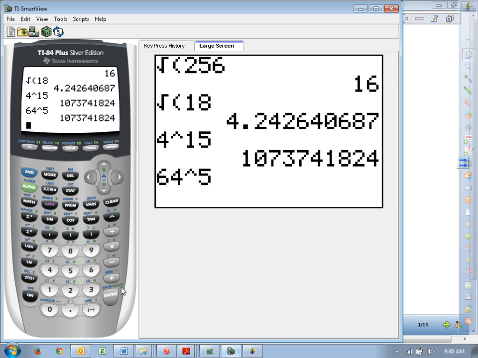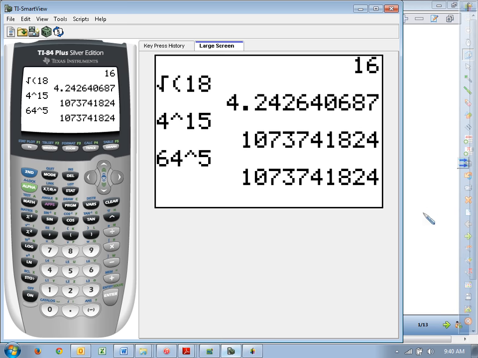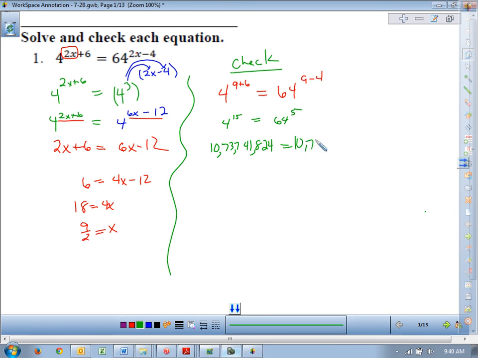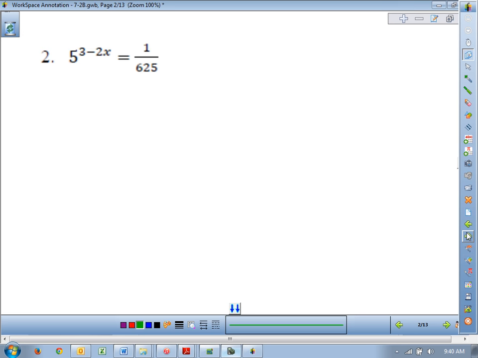Hot bananas. Good for us. 10, 7, 37, 41, 8, 24. I got my commas in the wrong place. Did I miss a number? I just have commas in the wrong place. Check. 9/2 was the solution to that puppy. Awesome. Next one, memory refresher.